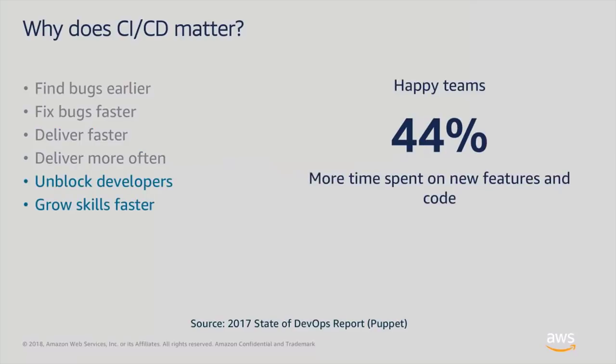Additionally, what they found is that because we're able to release more frequently and we're able to focus on new features and capabilities, we're able to unblock a lot of developers. They'll spend 44% more time on new features and code, which keeps developers happy, that keeps them interested, and they can grow their skills a lot faster.